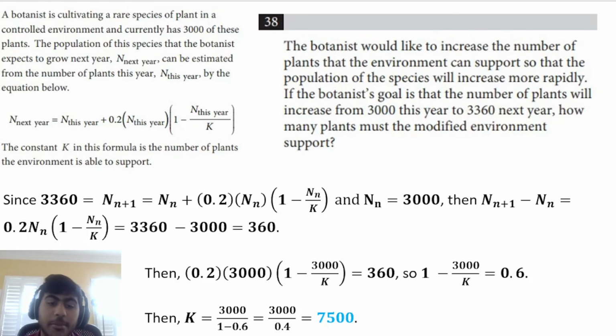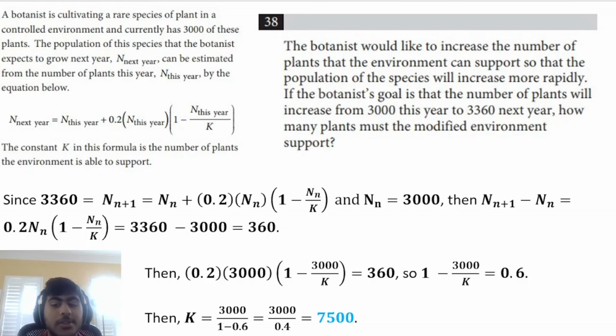360 equals N next year minus N this year, which equals 0.2 times N this year times 1 minus N this year over K. Right, this is just a rewrite of the formula. And since N this year equals 3,000, the difference is going to be 360. That difference is going to be the 0.2 N times 1 minus N over K. So that means that 0.2 times 3,000 times 1 minus 3,000 over K equals 360.